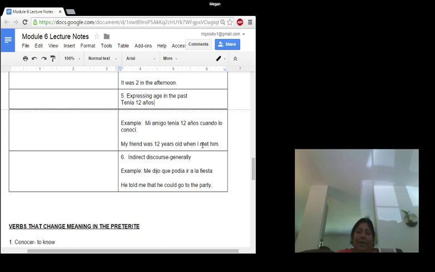Lastly, the imperfect is used in indirect discourse, generally. What indirect discourse means is something like, he told me that he could come to the party. So that he could come to the party is the indirect discourse. You're talking about what somebody said. This is not a hard and fast rule, but normally when it's the second part of that sentence, that's what's in the imperfect. Me dijo que podía ir a la fiesta.